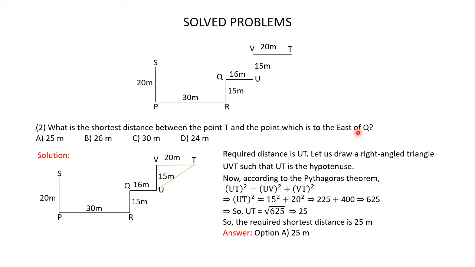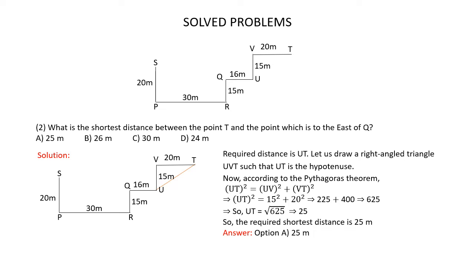east of Q. So point T is here and the point which is to the east of Q is U. So we have to find the shortest distance between points T and U. So the required distance is TU. So now first let's join the points T and U so that we get a right angle triangle UVT such that UT is the hypotenuse.